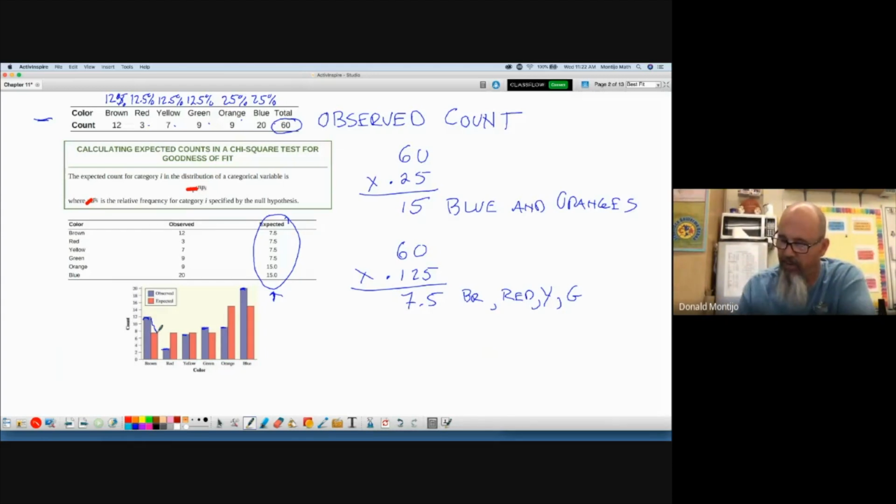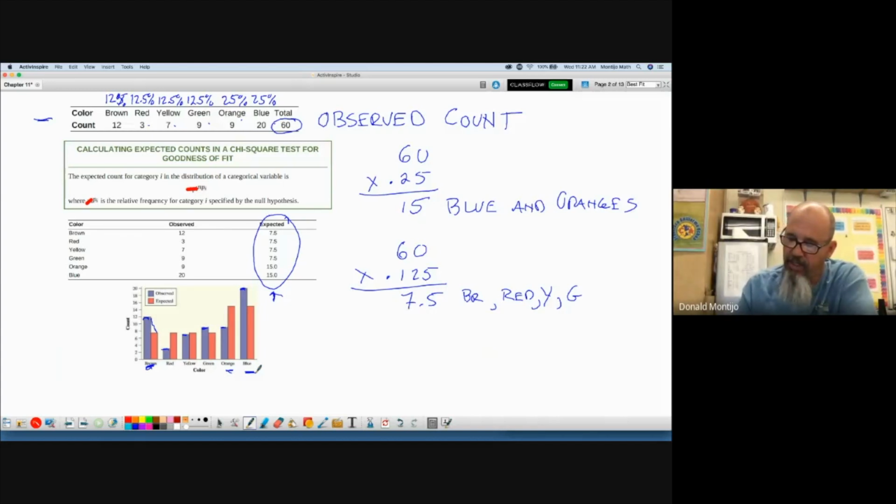And looking at this, I'd say, well, the browns were pretty different from what I expected. The oranges were quite different. So were the blues. The yellows and greens, they look like they were pretty close to the claim. Okay? But is this difference enough to be statistically significant? There's clearly a difference. It's not exactly as claimed.